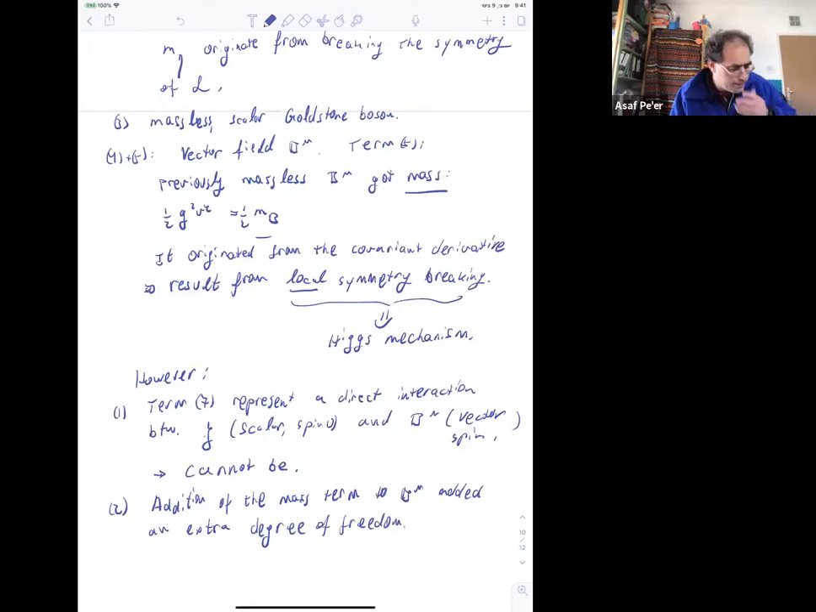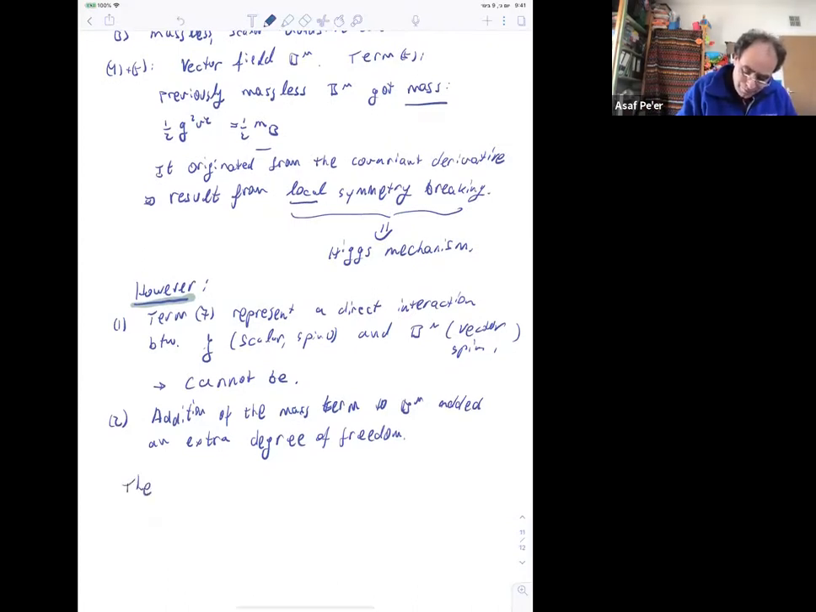Which doesn't make sense. So what do we do with these problems? So the way out is to realize that the fields that we have in the Lagrangian are in fact not the physical fields.